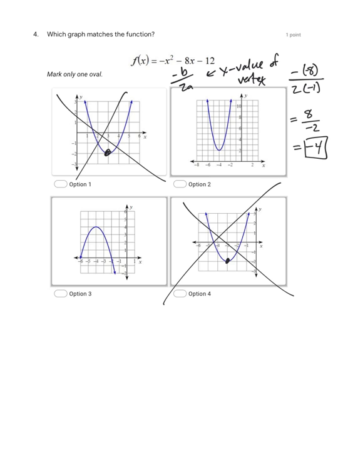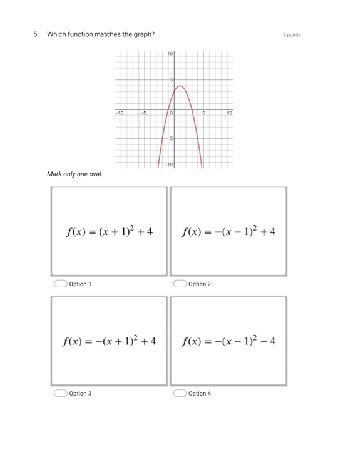The last thing I want to look at is the fact that a is negative 1, which means that this parabola has to open down. And therefore, I have to be looking at option 3. Next one. Which function matches the graph?